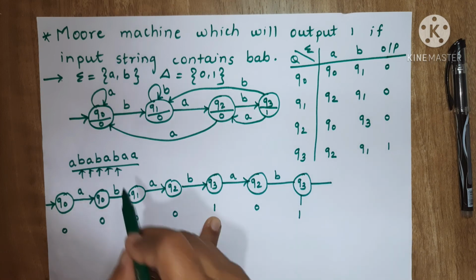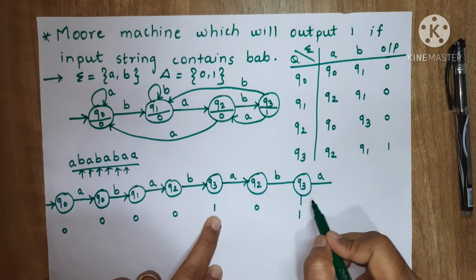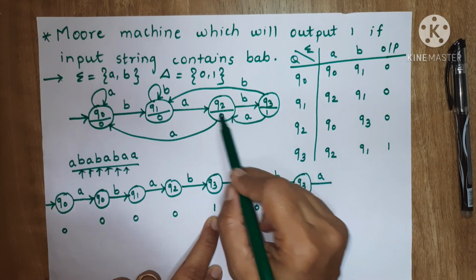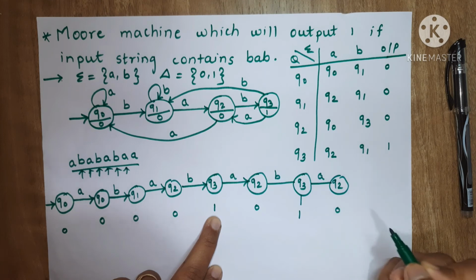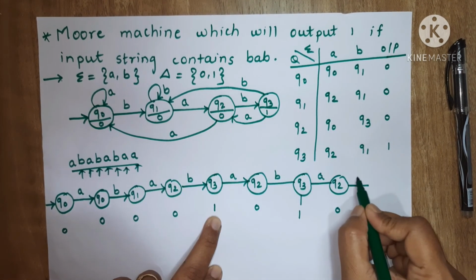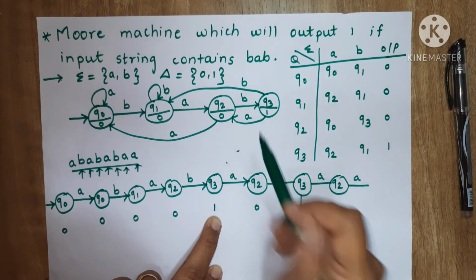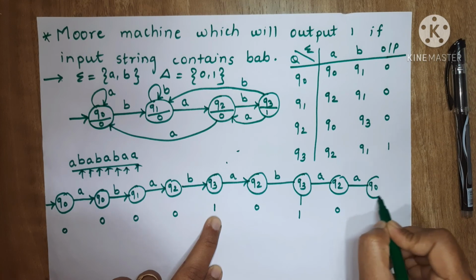Okay. Now the next alphabet is A. So in Q3 state, if it is reading A, it is going to Q2 state. Q2 state is producing output as 0. And the next input alphabet which has to be read is A. And in Q2 state, if it is reading A, it will go to Q0 state. Okay.